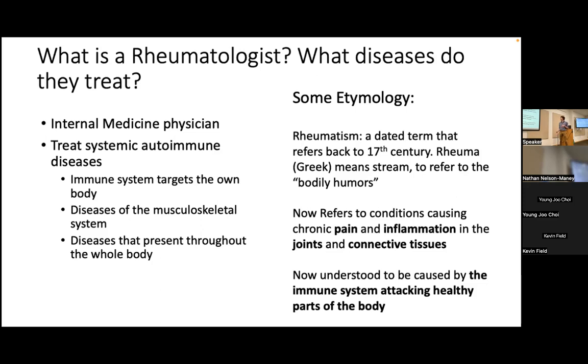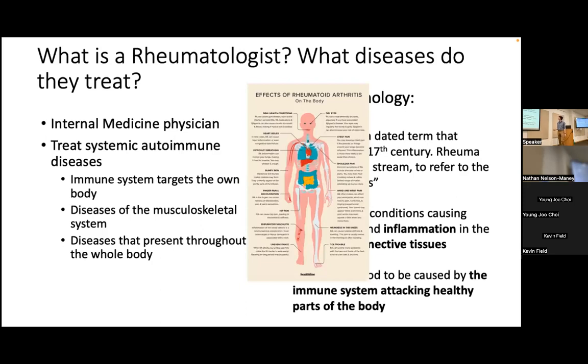Even though bodily humors are not how we think about medicine now, it's actually not that far off, because part of the immune system is housed in the blood, and that is kind of like a stream that runs through the body. So it's kind of close, but rheumatologists generally deal with the immune system. They treat things like rheumatoid arthritis. This little chart is just to show you it affects the whole body and not just the joints.